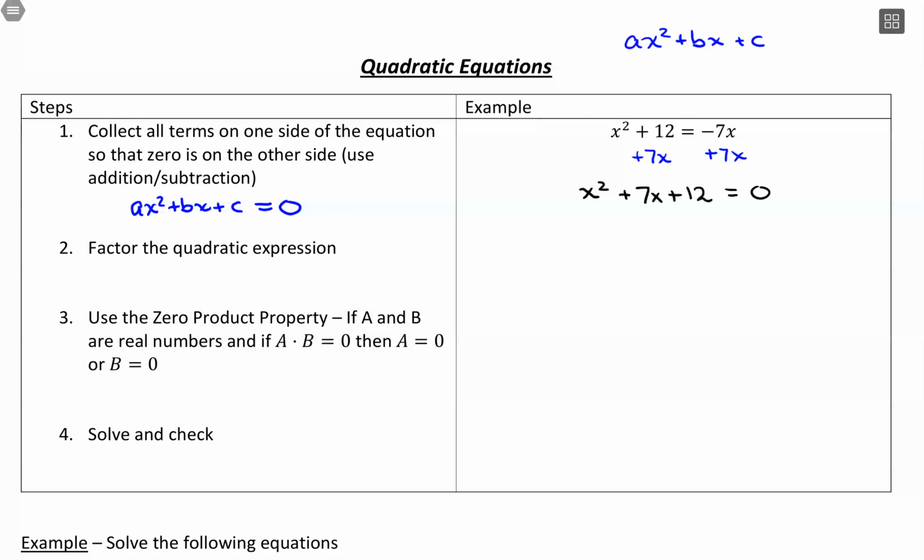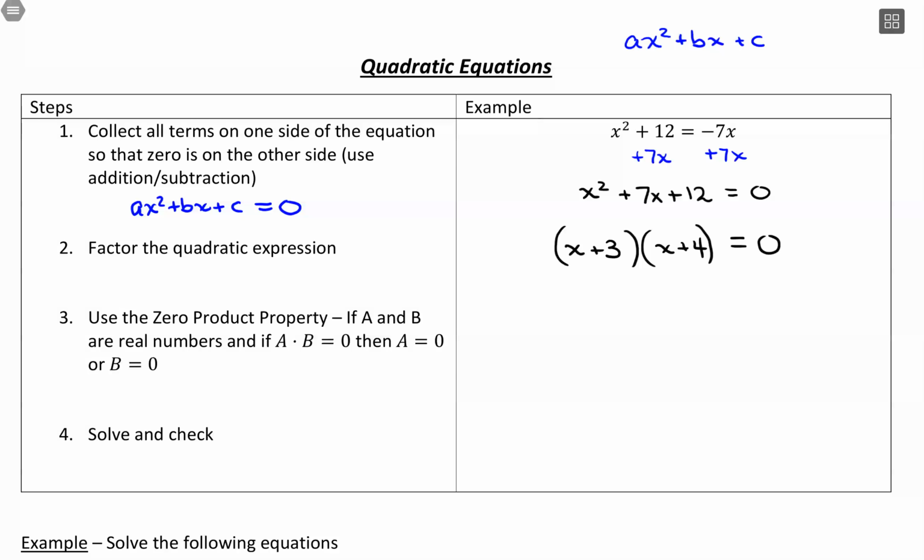It'll help to have it in order like the ax squared plus bx plus c for our next step where we factor. So we have to have 0 on one side of the equation, and on the other side we have our quadratic, and we're going to factor that quadratic expression, and then we'll have that equal 0 on the other side. So this will be made up of an x plus 3 and an x plus 4. If we multiply those, that will be our factored form.